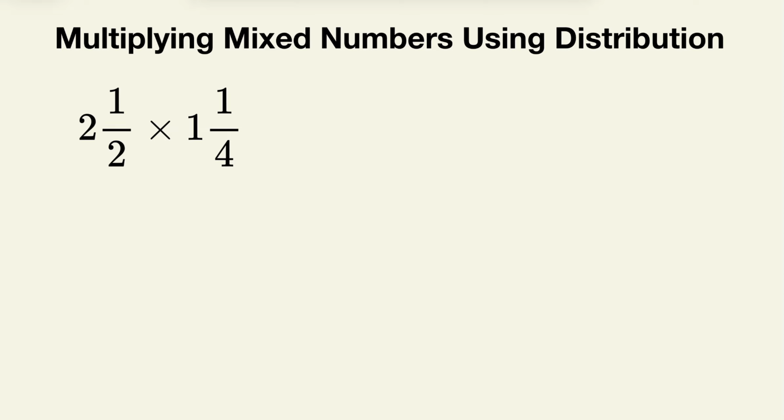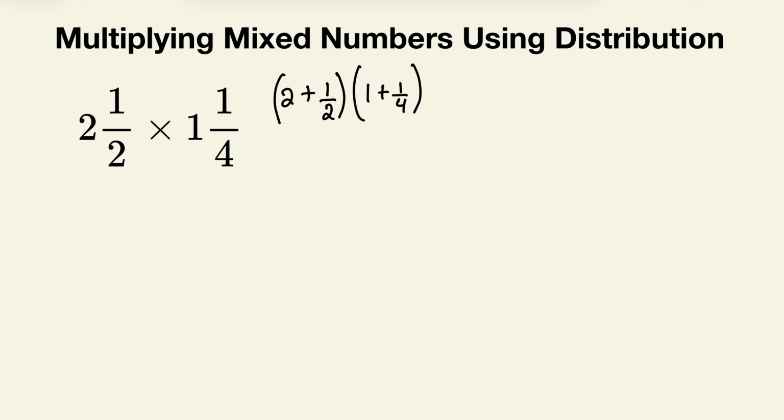But our first step is to rewrite it as a sum. And a mixed number is really a whole number plus a fraction. So starting with 2 and 1/2, we'll rewrite it as 2 plus 1/2. And we'll rewrite 1 and 1/4 as 1 plus 1/4. And let's enclose them in parentheses, starting with 2 plus 1/2, and then 1 plus 1/4. So now we have two sums being multiplied together.